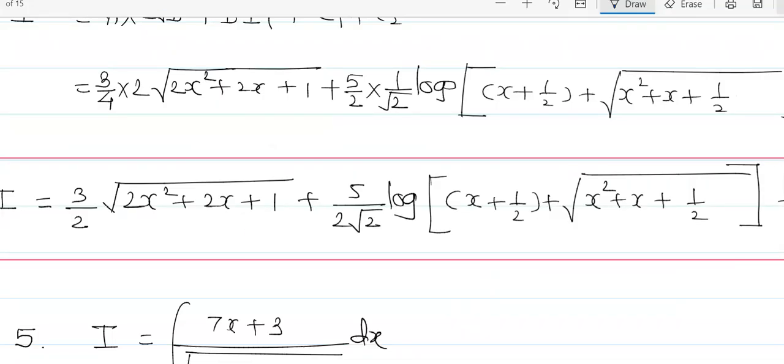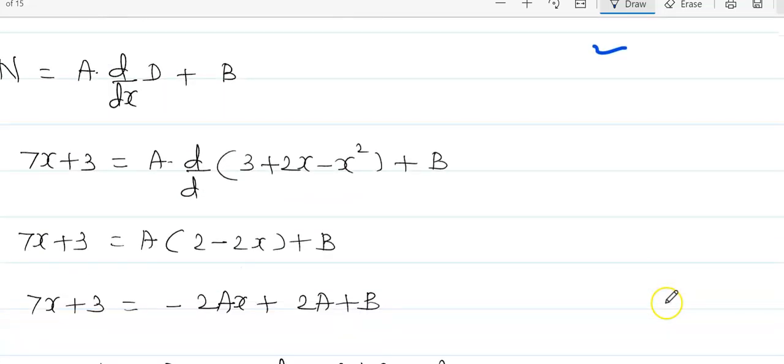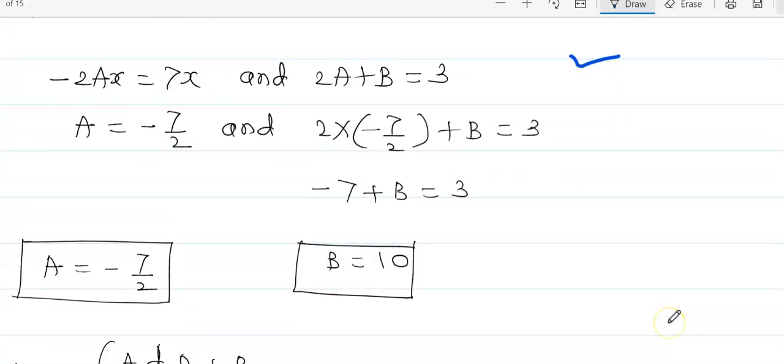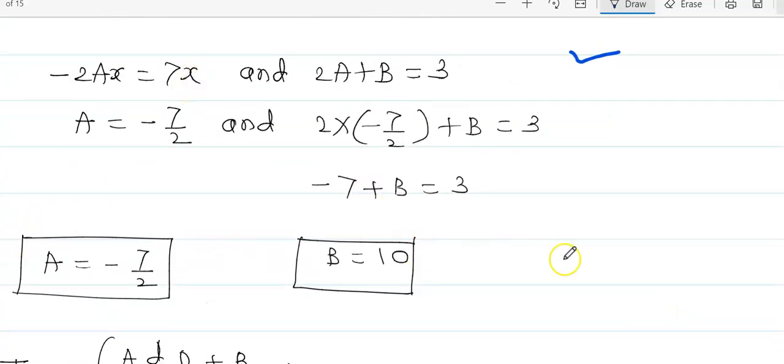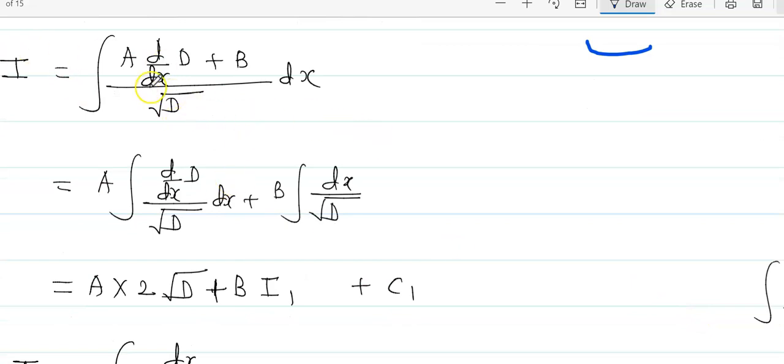Again we'll see here example number 5. These are the steps up to this. Next is numerator is equal to a into d dx of denominator plus b. Find out the value of a and b. Express this integral numerator. Separate this. You will get the integral of this.